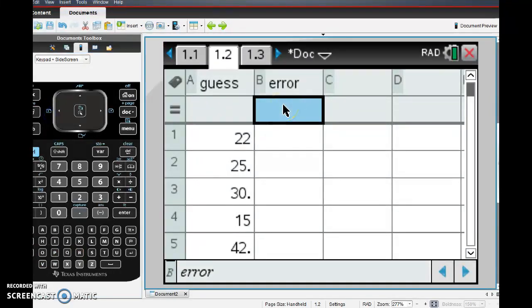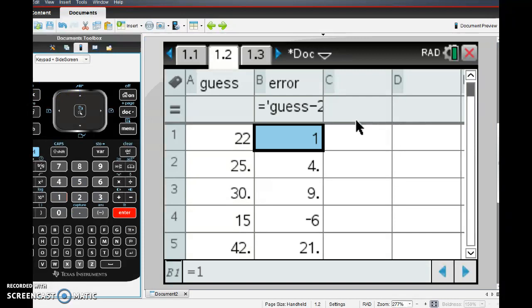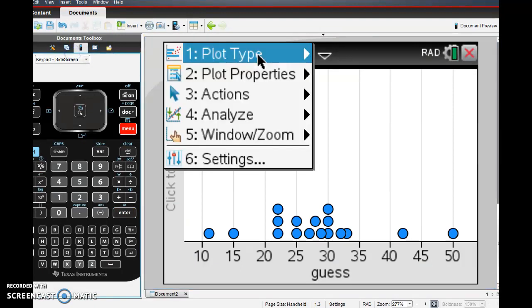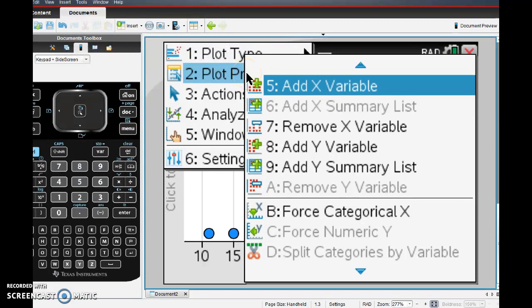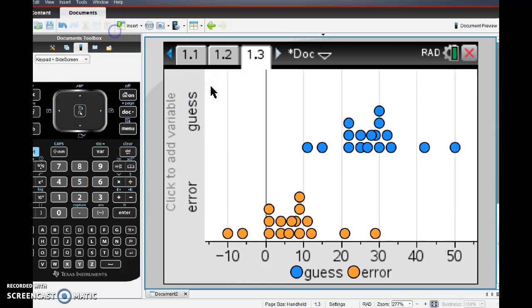And I'm going to put it to the cell and hit enter. And let's actually take our initial guess and subtract 21 from it. So you can see all of these are shifted 21 over. I could make a new graph, but I actually just want to add, if I go to menu, plot properties, let's add an X variable. Let's add the error to it.